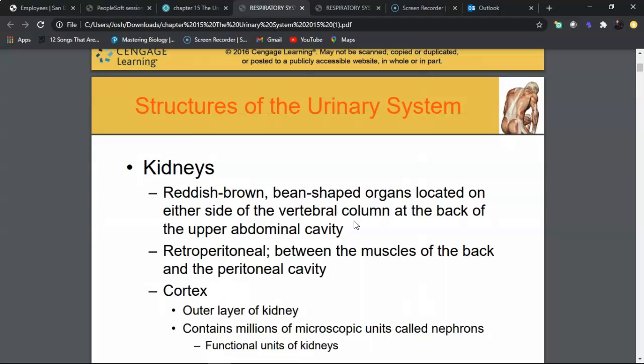We have three different layers of the kidney. The very outer layer is called the cortex, and that's generally what cortex means, outer. Within the cortex of both kidneys, there are millions of microscopic units called nephrons. The nephrons are the actual functional unit that does the filtration process within the kidney.